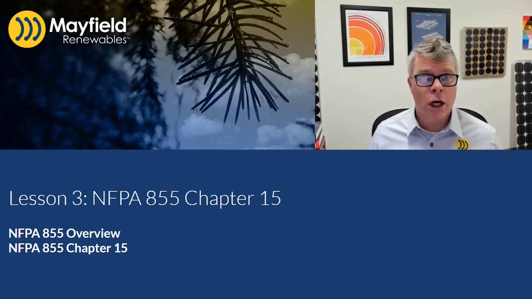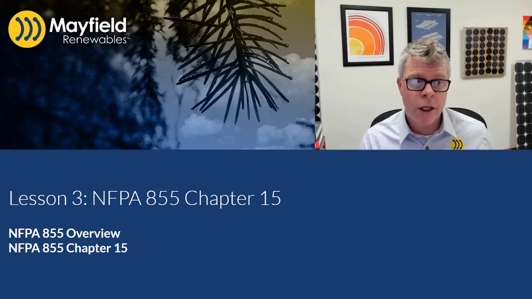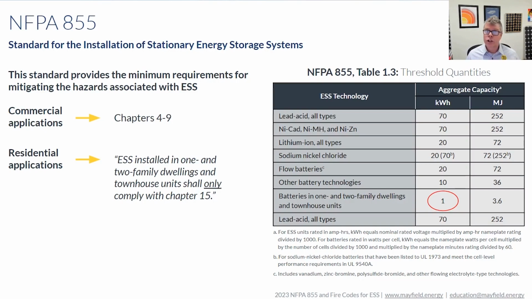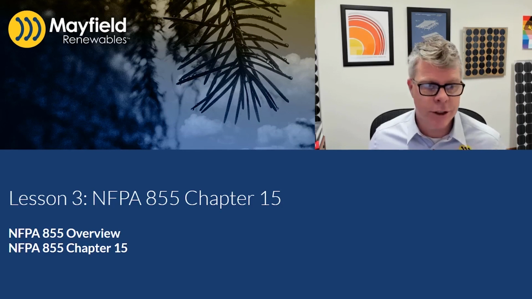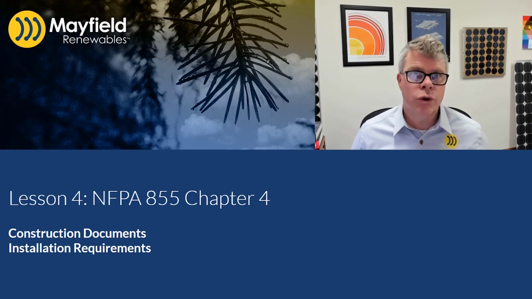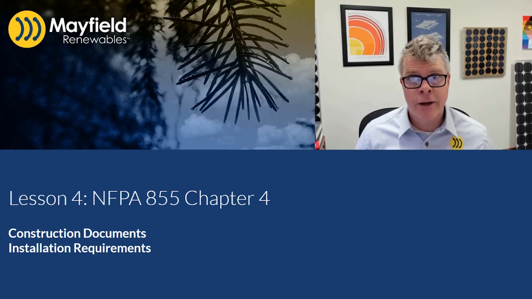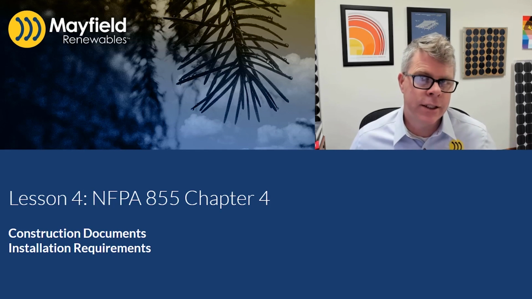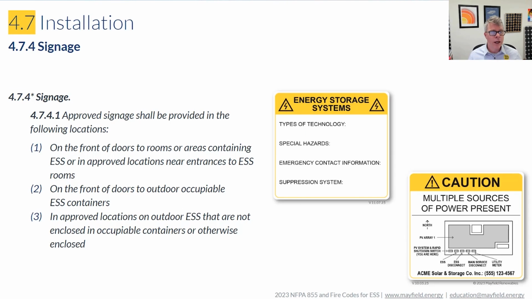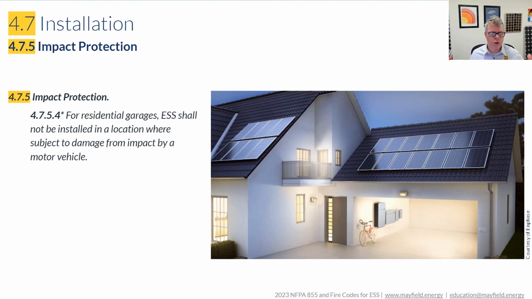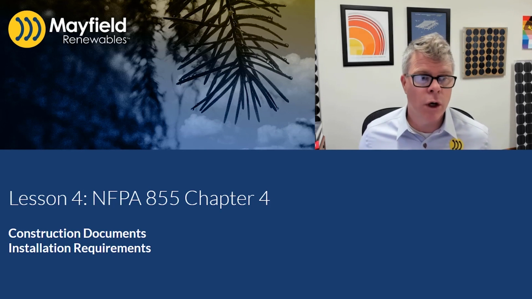This lesson talks about chapter 15, which is one- and two-family dwellings, and what the requirements are for our ESS installations. We'll now jump into chapter 4 of NFPA 855, and this is where you're going to look for commercial, industrial applications, or residential applications if you exceed those maximum allowable quantities.